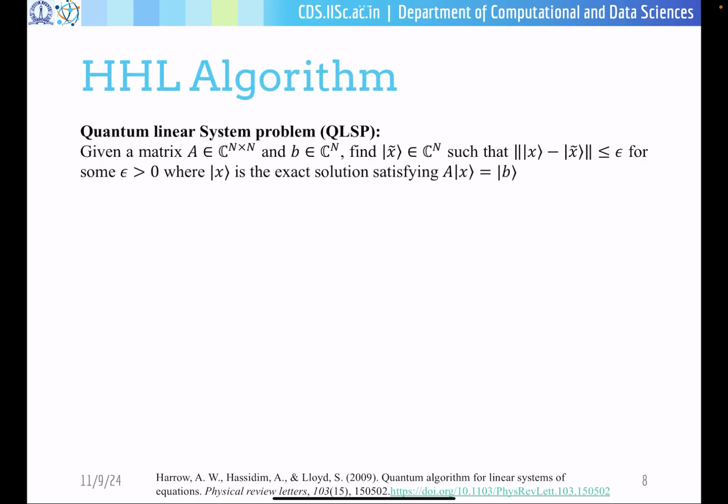The HHL algorithm. Now, solving linear systems of equations is one of the most important aspects in any scientific computing, right? Because it arises in solving differential equations and many real world problems, solving many PDEs and so on. So the HHL algorithm is the quantum equivalent, developed by three people, Harrow, Hassidim, and Lloyd, who developed this algorithm named after them. They discovered this algorithm to solve the quantum linear system problem. Given a linear system of equations, we are supposed to find x, the solution of that system, such that Ax equals b.